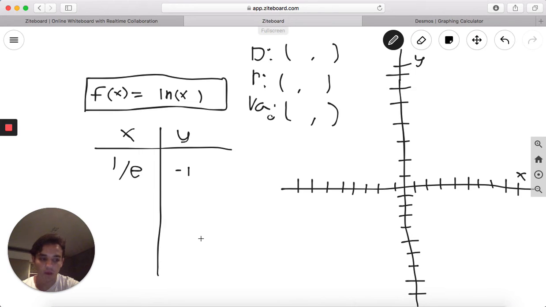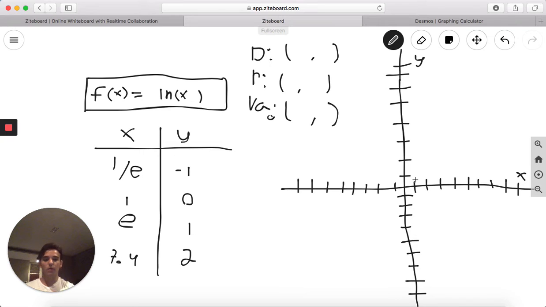Okay, so now we have when y equals 0, x will always be 1. When y equals 1, x will be e. When y equals 2, x will be 7.4.